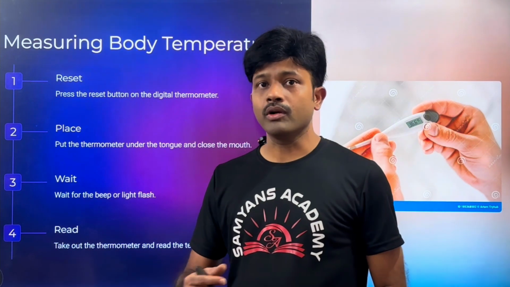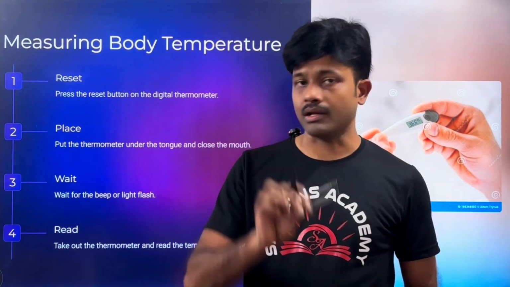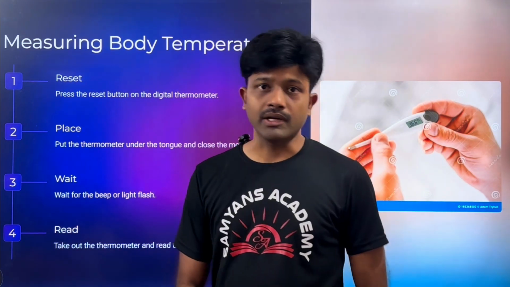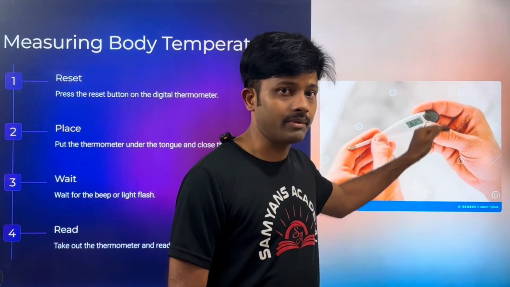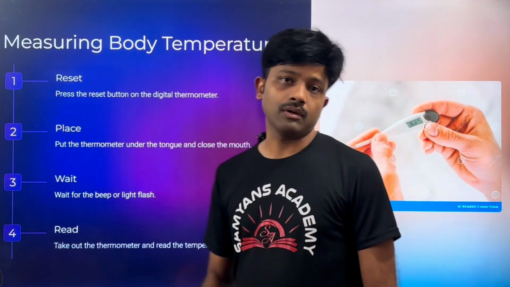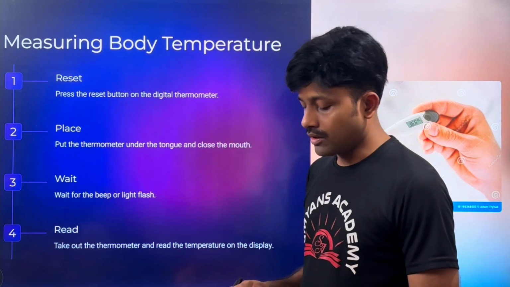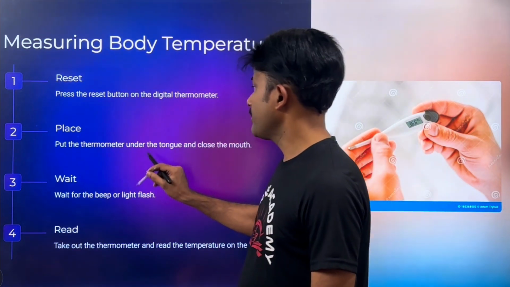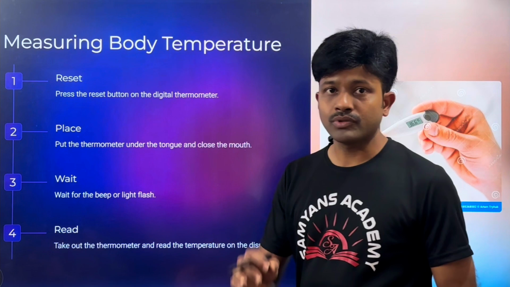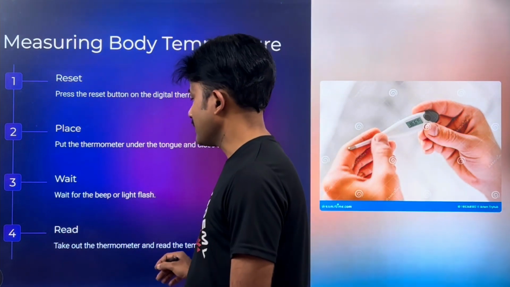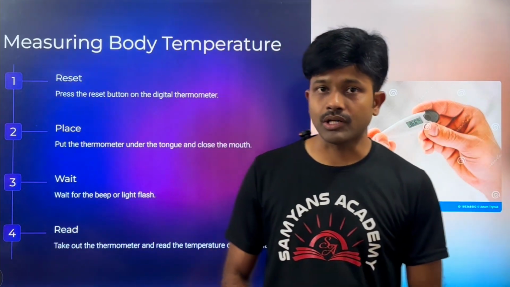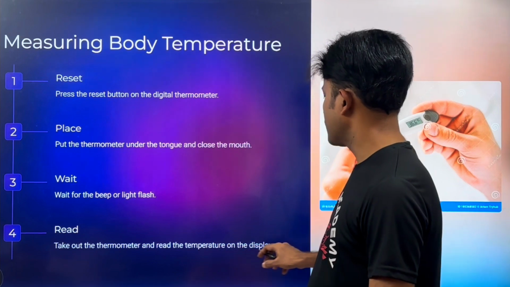How do you measure the body temperature by using the digital thermometer or clinical thermometer? Let us see now. First you have to reset the button on the digital thermometer so that it adjusts to the room temperature. After resetting the thermometer, first you place the thermometer under the tongue and close the mouth. Whenever you get a fever, the doctor places the thermometer under your tongue, and you close the mouth and wait for some time. After some time a beep sound will come, right? Wait for the beep or light flash, and then a value will appear. Then we can read how much temperature our body has. Take out the thermometer and read the temperature on the display.